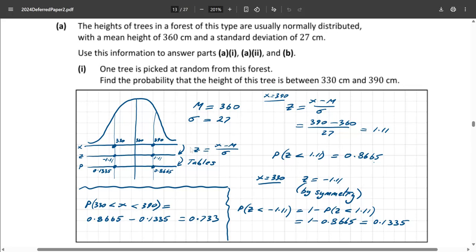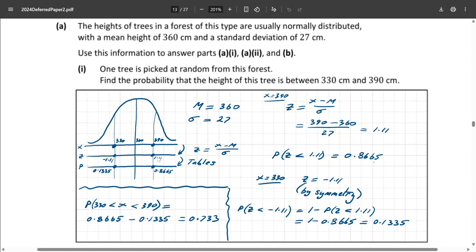So it's just a formula to go from here to here, as I said, Z equals X minus mu over sigma. So let's do that up here. We're interested in the trees of height 390 first. So 390 minus the mean, 360, over 27. You get 1.11 on the calculator. So that's your Z score. That's how far away you are from the mean. So that's 0, as I said here. Now it stands to reason, because of the symmetry, that this must be minus 1.11 if that's 0, the 330. So that's a shortcut, just put down the minus 1.11 straight away.